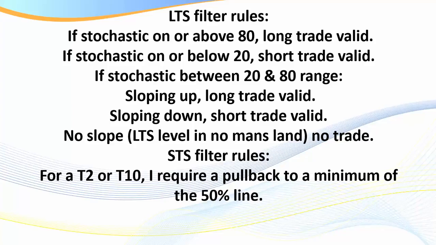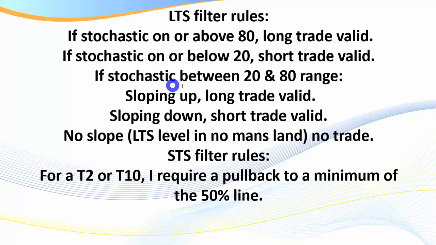of the overall trend. So if a stochastic is on or above the 80 level, that is, it's nearly overbought or it is overbought, what we're looking for is a long trade. If a stochastic is heading down or it's already below the 20 level, we're looking for short trades. And what you'll find is, for the majority of trading opportunities, if you stay within these rules, it'll keep you on the right side. It'll dramatically improve the probability of your trade.